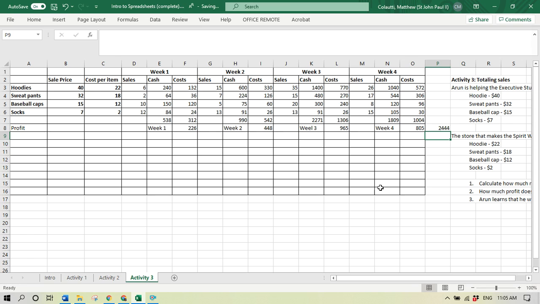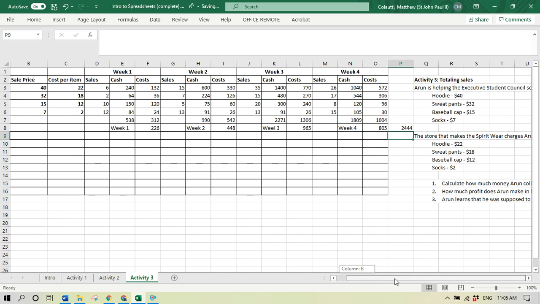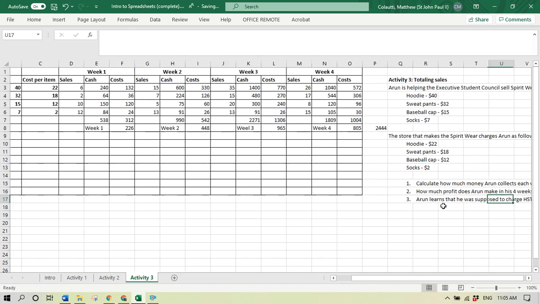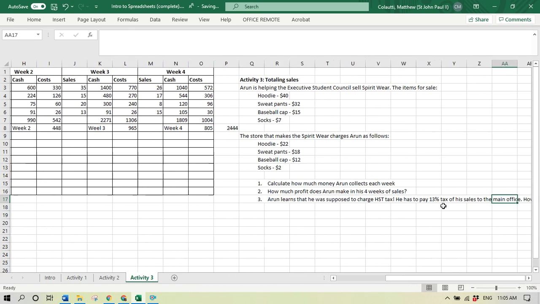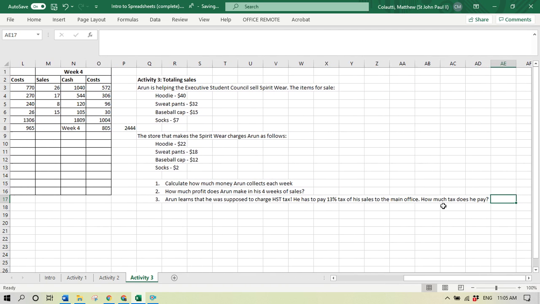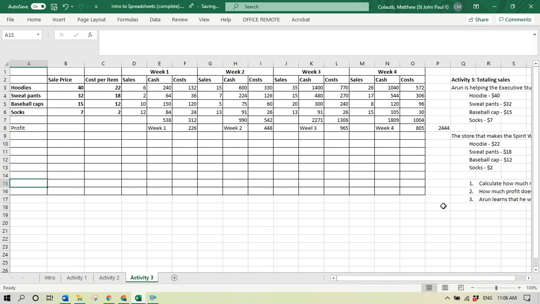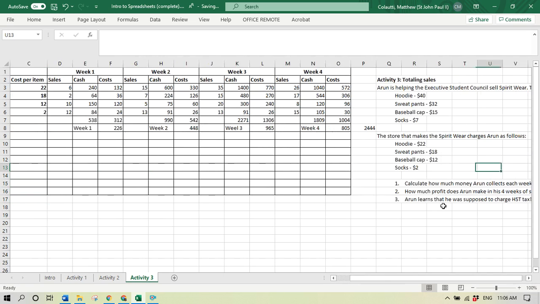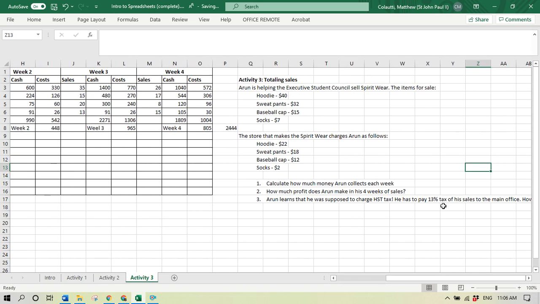So I'm going to add all those numbers up. There we go. Wow, great job, everyone. Look at that profit he made. Oh, he learns that he was supposed to charge HST. He has to pay 13% tax of his sales to the main office. How much tax does he have to pay? Oh, shoot. He needed to pay HST. Sorry, that was 13% of his sales.